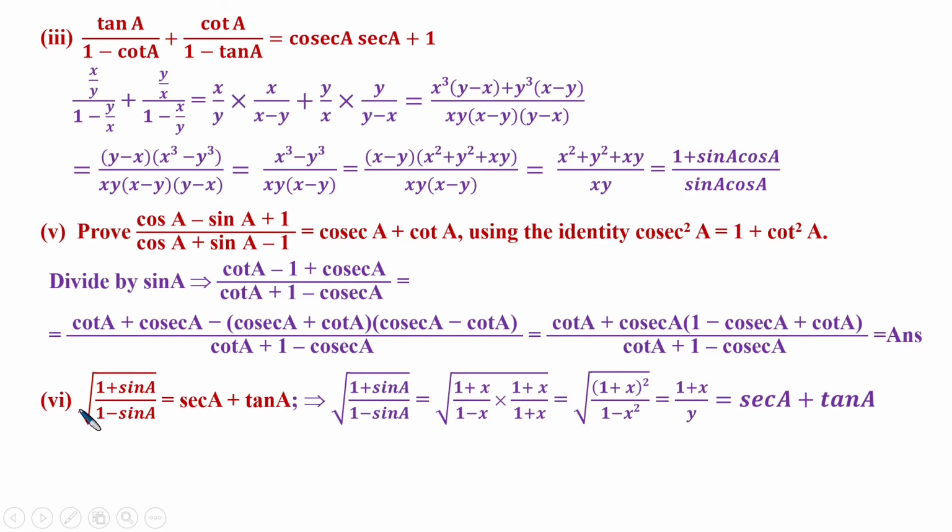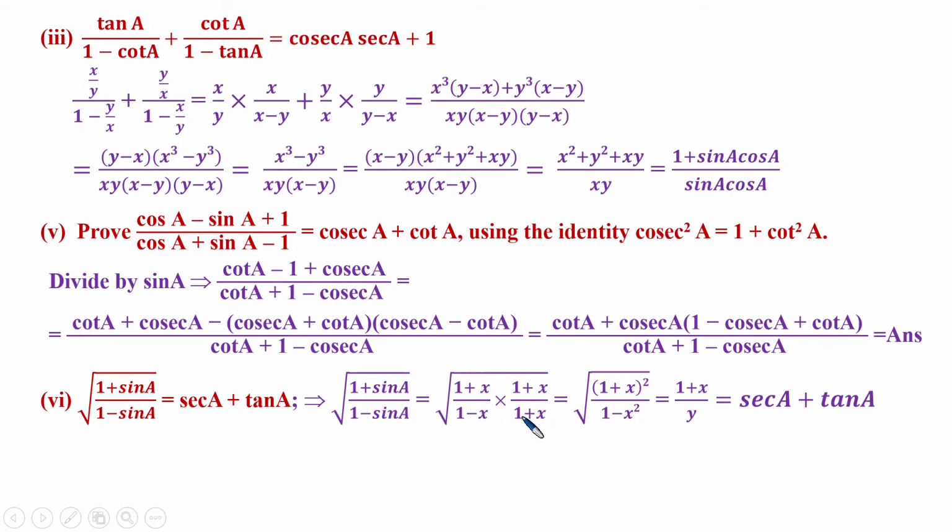Okay, now problem 6. Square root of (1 plus sin A) divided by (1 minus sin A), we have to prove it is sec A plus tan A. So again what I do is I write this and I substitute sin A is equal to x and cos A is equal to y. So I multiply and divide by the conjugate. This is 1 minus x. So I multiply and divide by 1 plus x inside the square root bracket. So I get here (1 plus x) square and 1 minus x square. This is (1 minus x) into (1 plus x).